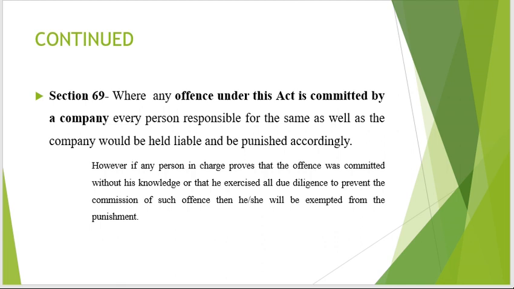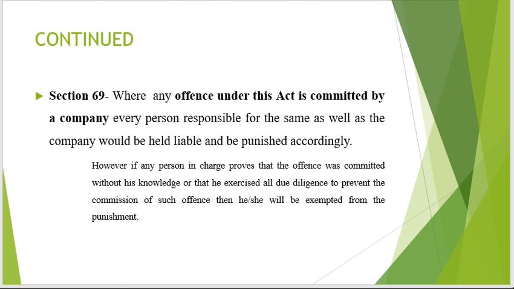So now let us understand what is section 69. When any offence under this act, that is the Copyright Act, is committed by a company, every person responsible for the same as well as the company would be held liable and be punished accordingly. So if a copyright infringement is done by a company, then all the persons involved in the infringement as well as the company, since both are separate entities, would be held liable and punished accordingly.